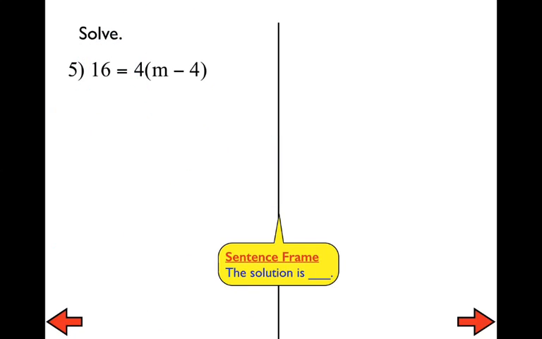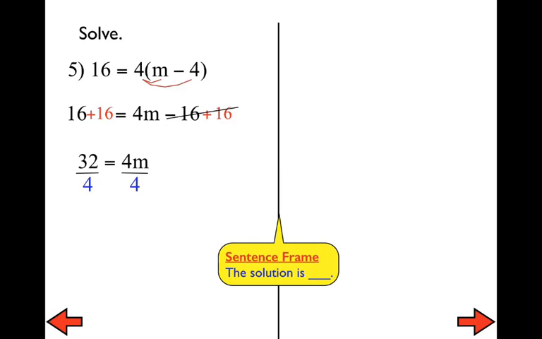Now, if you left it the way it was, it doesn't look any different. It's just that things are on opposite sides. So use the distributive property, add 16 to both sides. We made our 0. We have 32 equals 4m. Divide both sides by 4. And the solution is m equals 8.